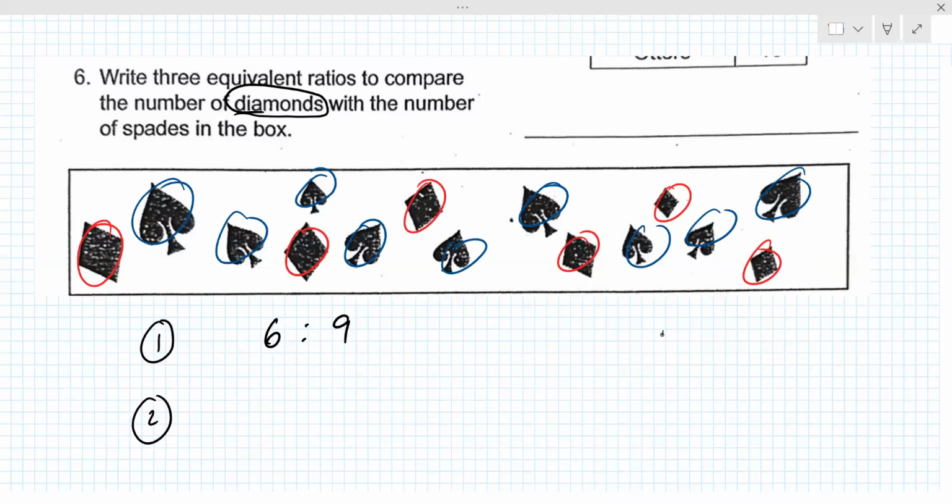Okay, so what would be another way to do it? What could you reduce 6 and 9 by?